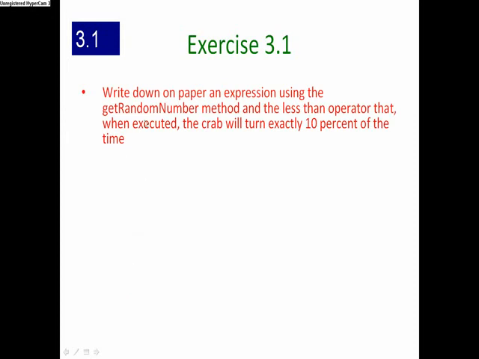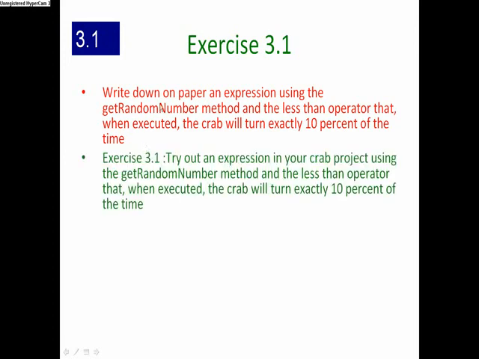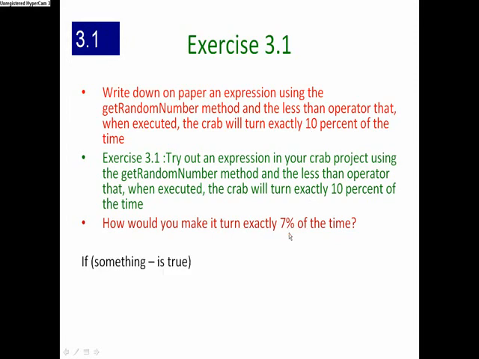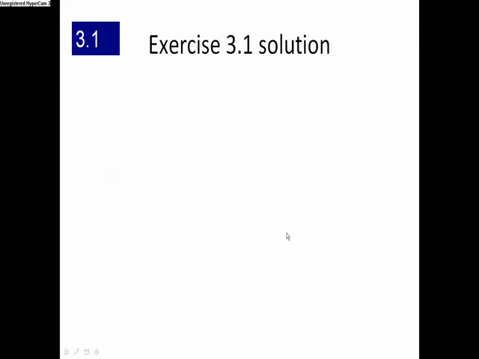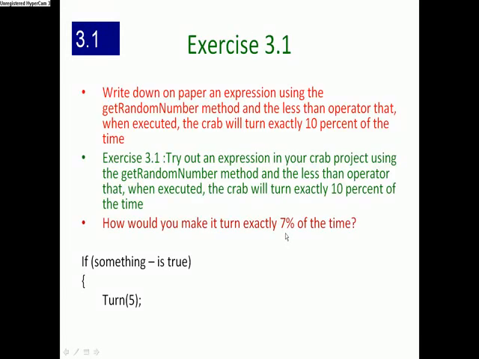Okay, write this down on paper an expression using the get random number method and the less than operator that, when executed, the crab will turn exactly 10% of the time like I showed you. Okay, and then once you write it on paper, actually try it out on your crab. And then answer this one. If the first one we did 10%, how would we do it 7% of the time? Okay, so do this, answer that.